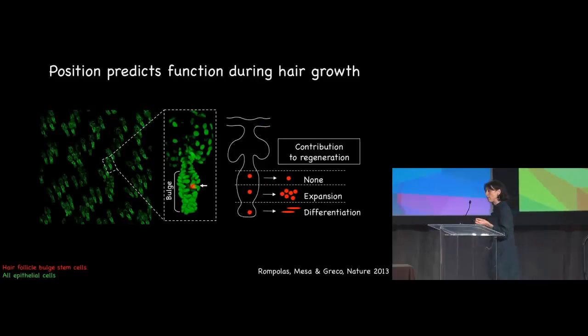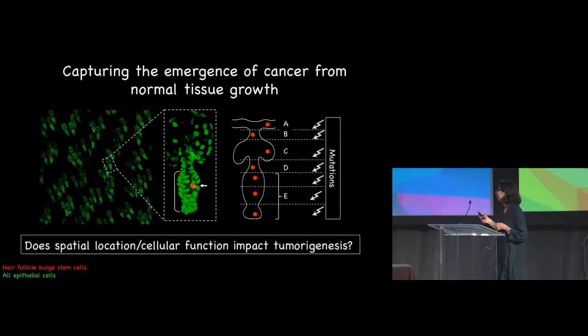And what we want to do with these hits is also go back to our approach in live imaging and start to capture the emergence of cancer from normal tissue growth. I remind you that we have learned through Padelis's work that depending on the position, these cells can do different things. Now we can go back and use these hits to understand whether we can capture the malignant behavior from the beginning, depending on the position and the cellular function.